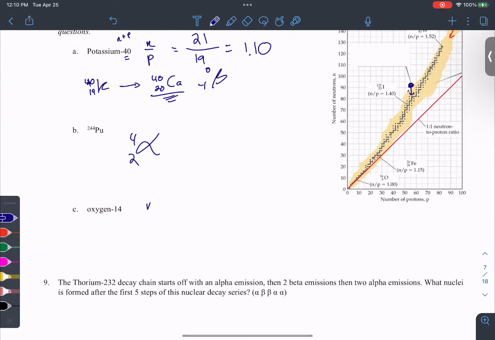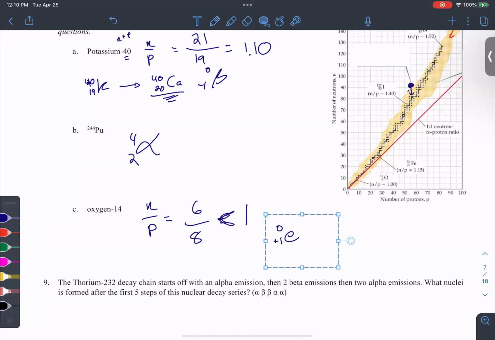Oxygen 14. Neutron to proton ratio. Oxygen has 8 protons. How many neutrons here? 6. So this is obviously less than 1. So what decay is going to happen? Positron emission. Yeah, so e 0 plus 1.